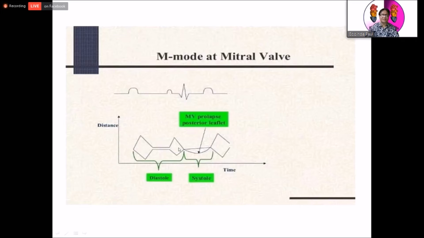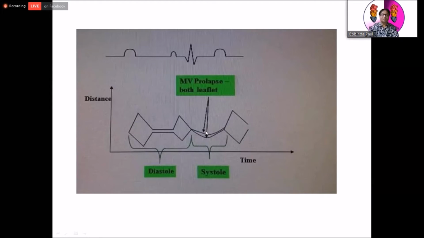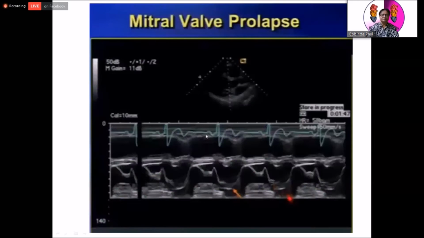Schematic representation, the posterior leaflet prolapsing in the late systole. Here also both leaflets are sagging or prolapsing, both AML and PML. Here also prolapsing, complete prolapsing of the PML and partly the AML.